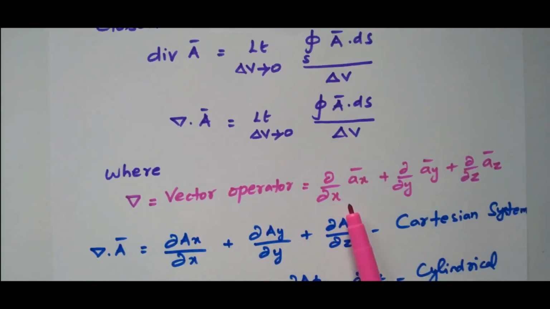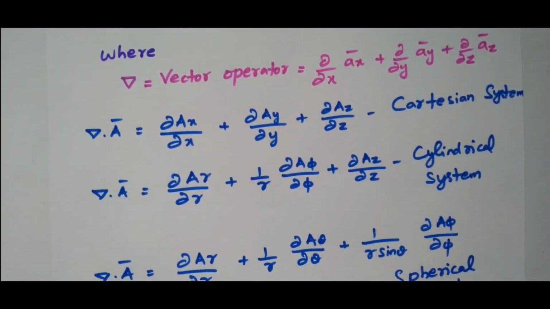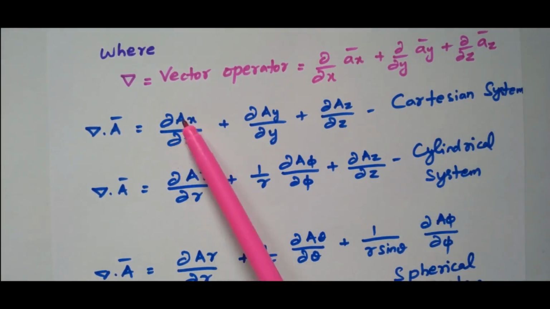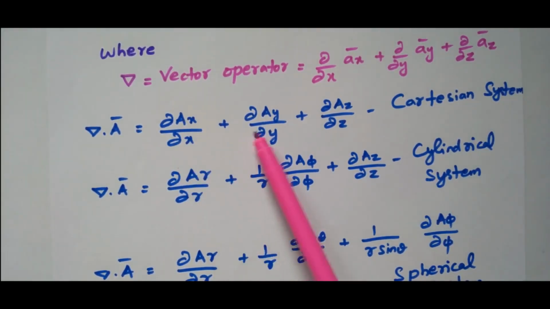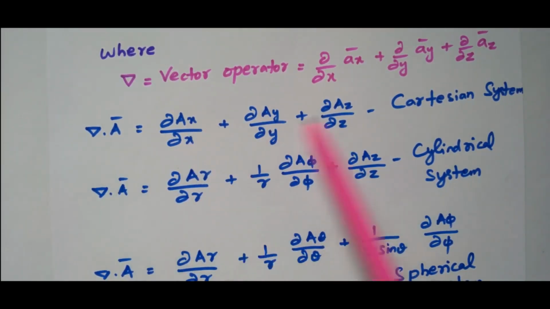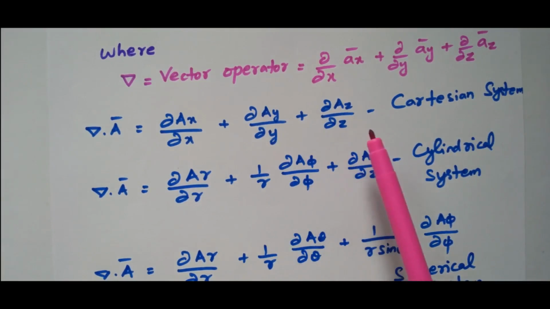It is given as dou by dou x plus dou by dou y plus dou by dou z. It's a partial differentiation. The del operator is nothing but a partial differentiation. In that there are three types of coordinate system available. Cartesian coordinate system: if it is the Cartesian coordinate system, it is dou by dou x, dou by dou y, dou by dou z. Right? In case of del A, it is partially differentiated with dou x, dou y and dou z, because in the Cartesian system we have 3 parameters x, y and z.